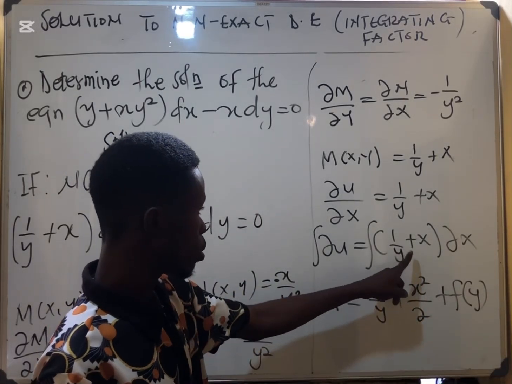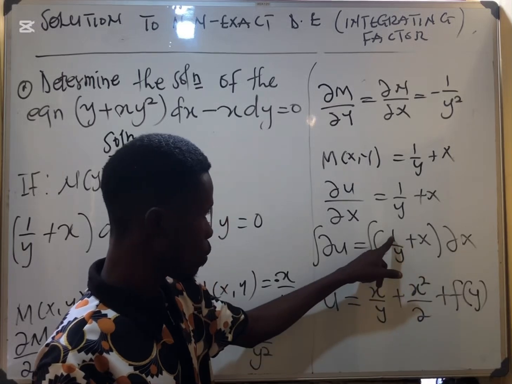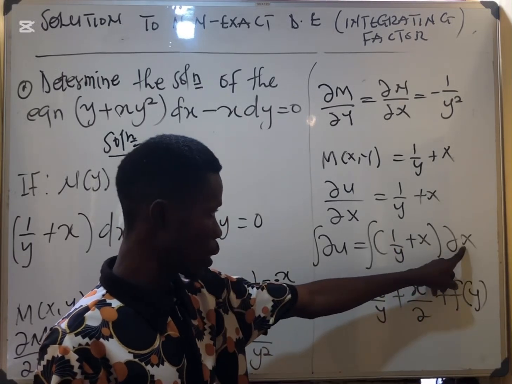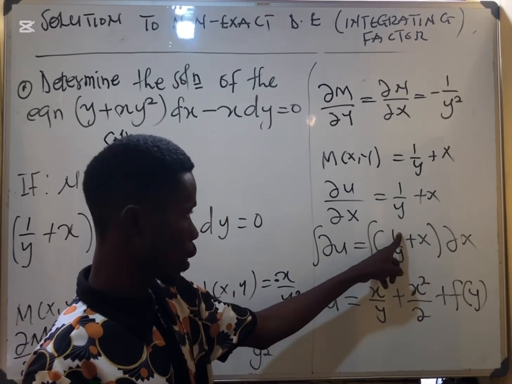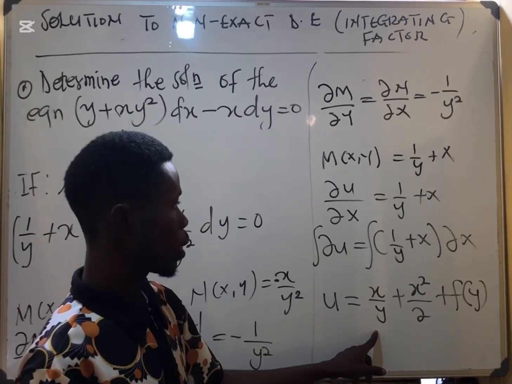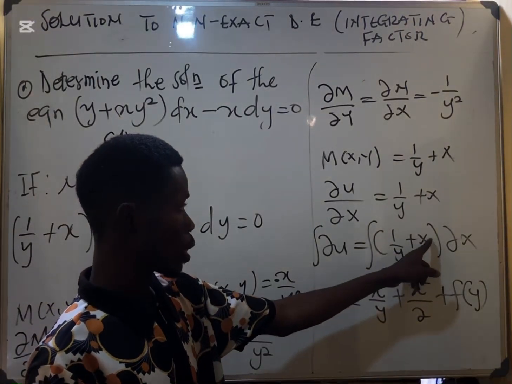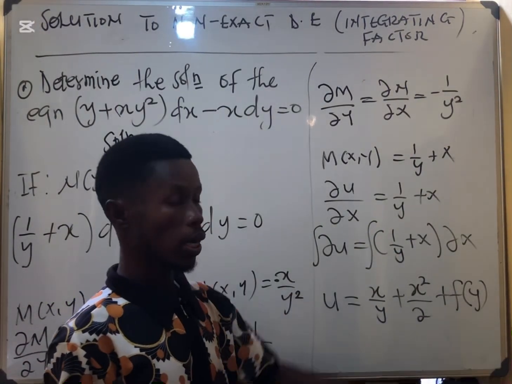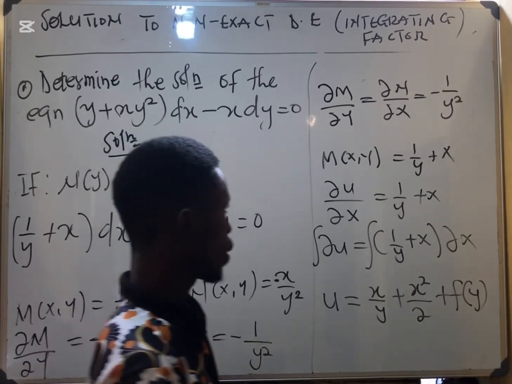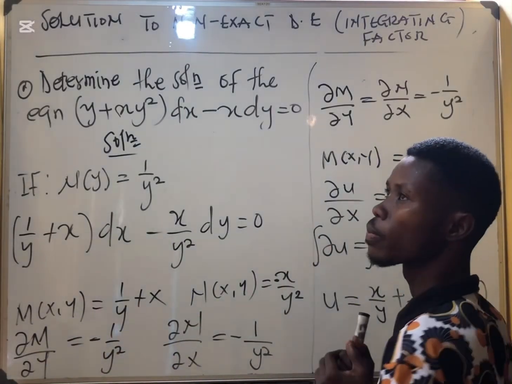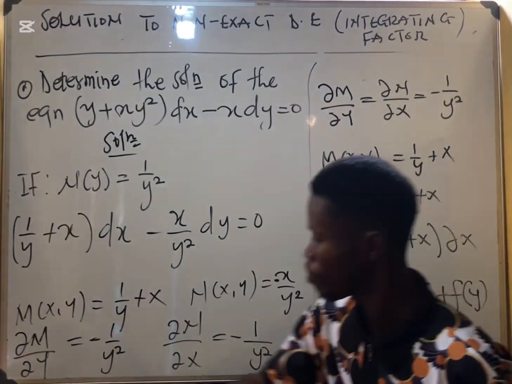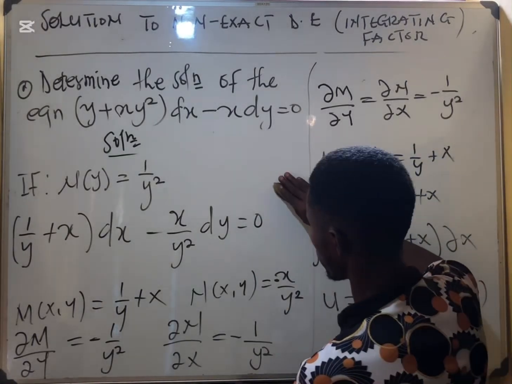Listen, this one we are integrating, so here is 1 over y, if I integrate with respect to x, I'll have x here, but there's y over there, that's why I brought it there. Then x, that will be x squared over 2, and the other function. Now let me clean this side and explain something.